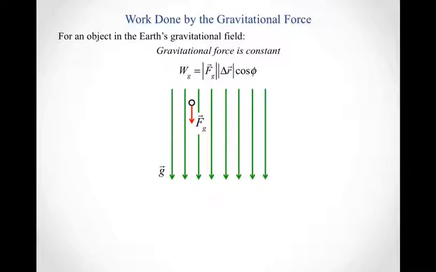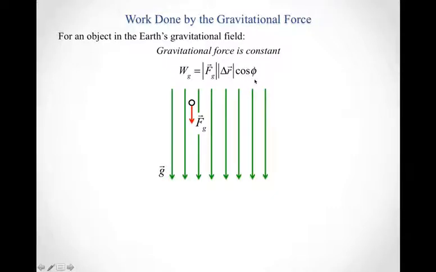It's going to pull that object down, and the magnitude of that force is going to be equal to the mass of the object times the Earth's gravitational acceleration, 9.8 meters per second squared. So the first detail I want to pay attention to, of course, is that gravitational force is constant. And so one of the things we said is if I have a constant force, then the work done by a constant force can be given by the magnitude of the force times the magnitude of the displacement times the cosine of the angle between them.